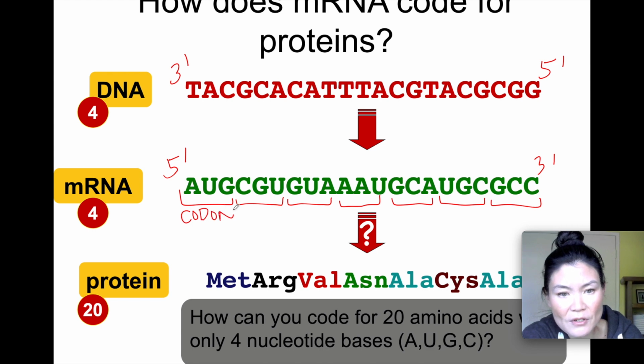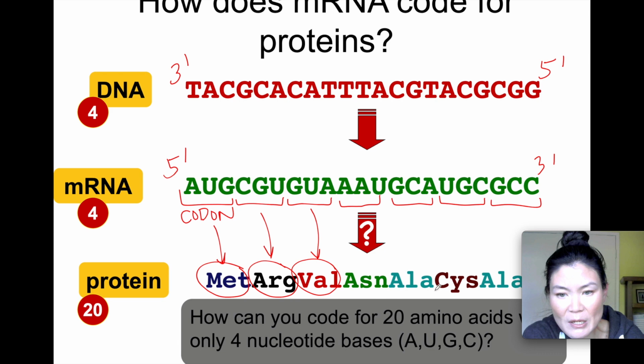You guys have heard of the genetic code before. What does a code mean, or codon? The genetic code refers to the codon. That codon, every 3 on the mRNA, it codes for a specific amino acid. AUG codes for the amino acid methionine. CGU, it codes for a specific amino acid called arginine. And then GUA is valine, etc.